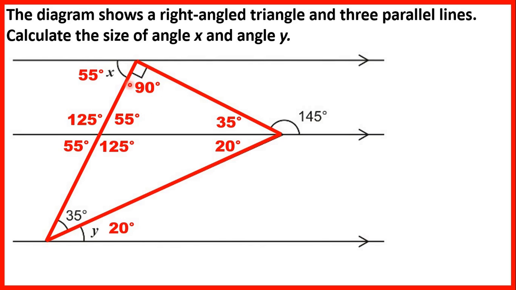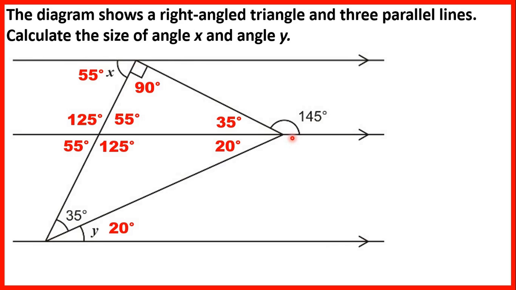We can also check that the angles inside this larger triangle add up to 180. So we have 90, 35, and then 35 and 20, so that's 55 degrees altogether. And 90 plus 35 plus 55 gives a total of 180.